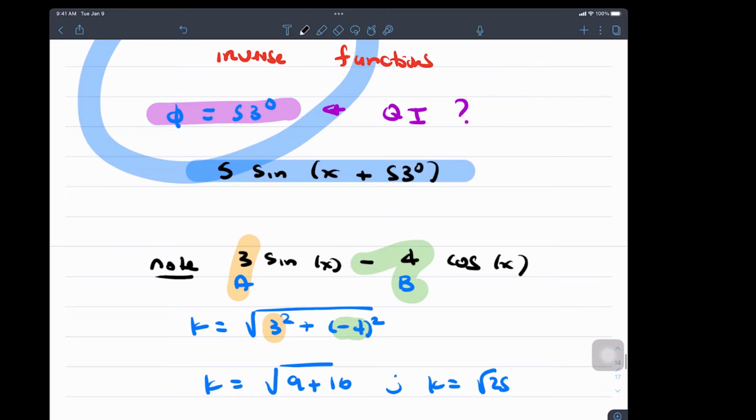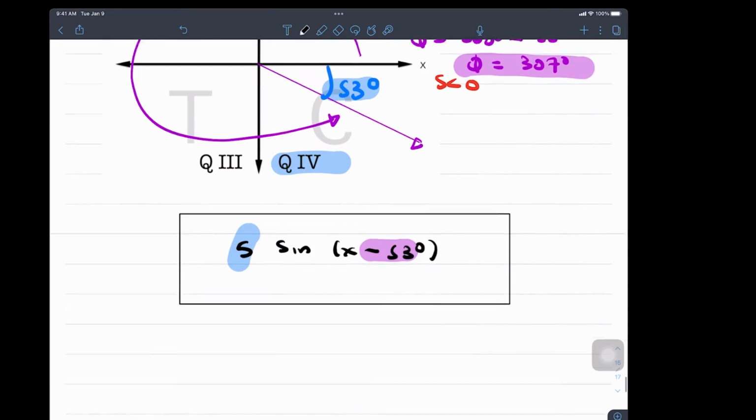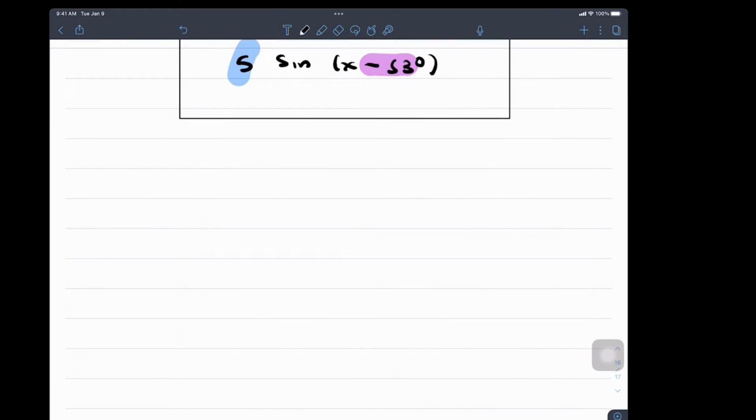Easy breezy lemon squeezy. Let's try one more. I'm going to do another one. So a sine, give you guys another example. Okay? What if they said to me, negative sine x plus 3 cosine x. Okay?